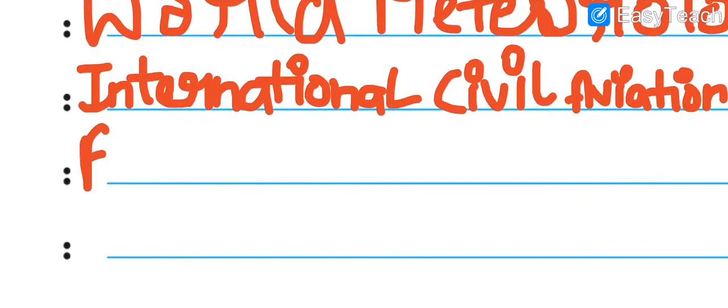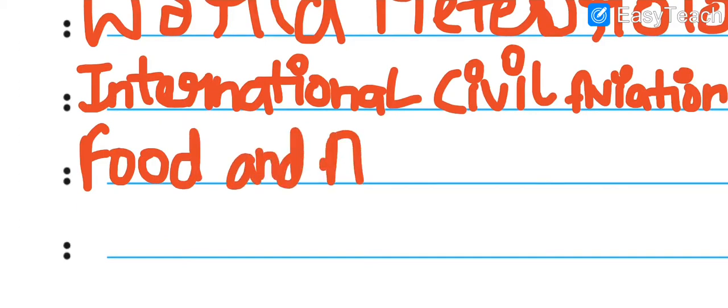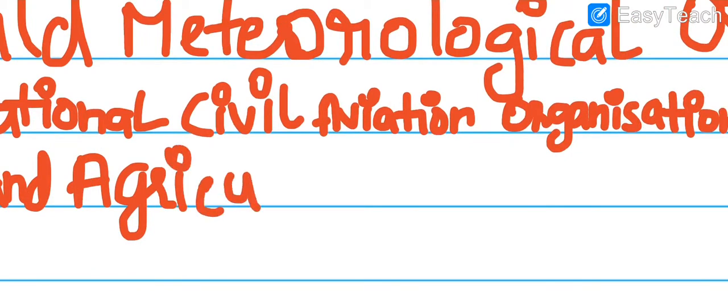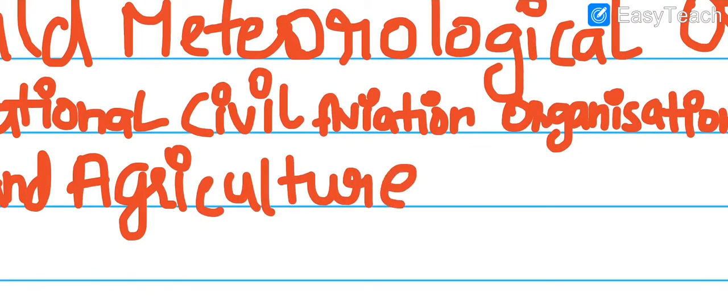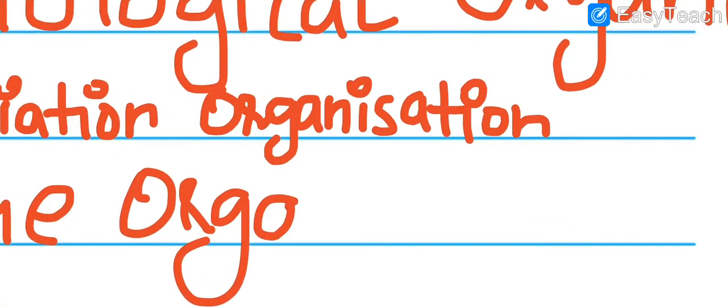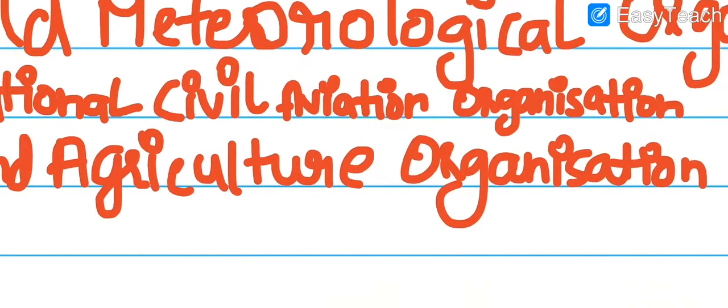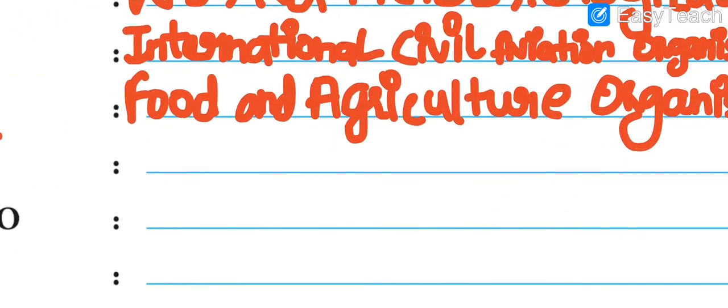FAO stands for the Food and Agriculture Organization. FAO stands for Food and Agriculture Organization.